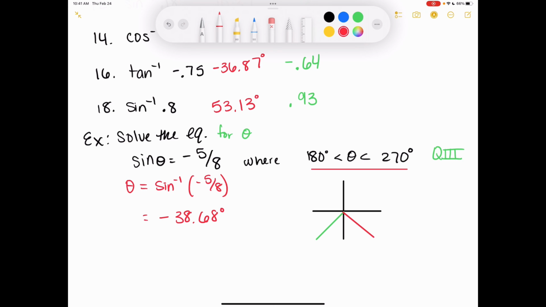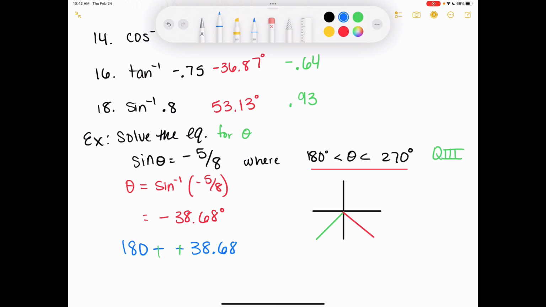Now, is this value between 180 degrees and 270 degrees? No. So I need to do something to it. Adding 360 would just put me right back in the same spot. So what I'm going to do is 180 minus negative 38.68 degrees. A double negative means make them positive.